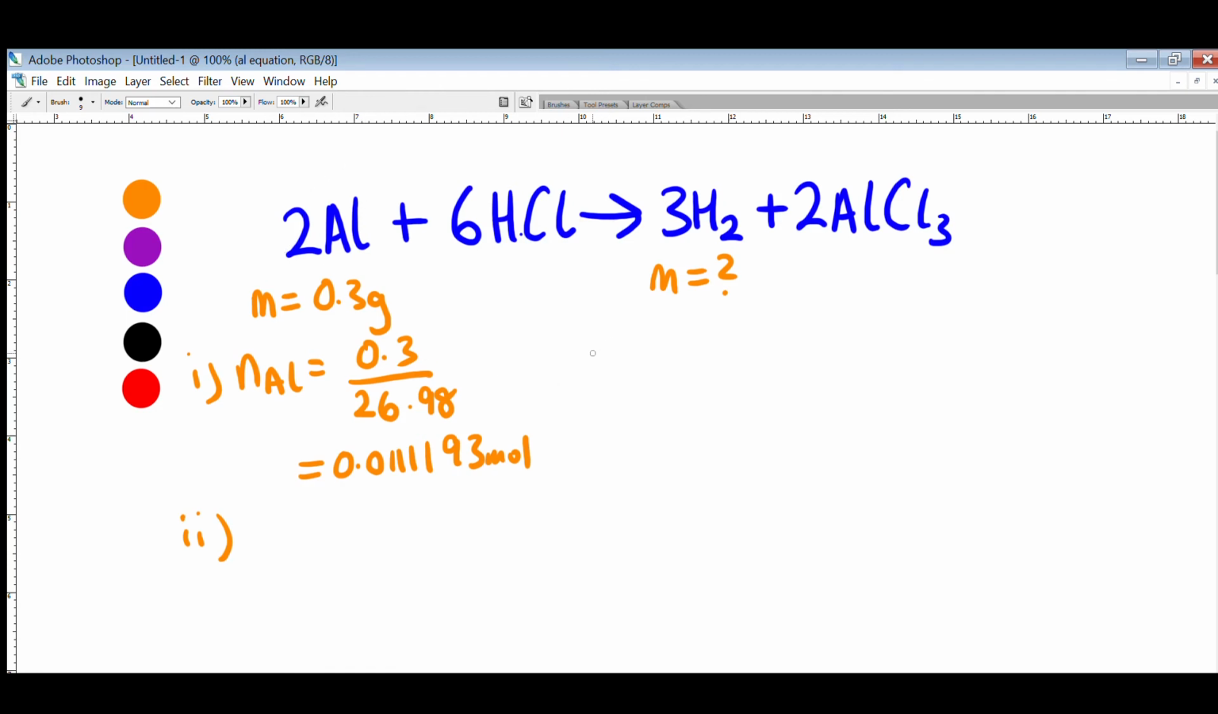Step 2. So step 2 is the challenging bit, because if you look here, the stoichiometric ratio is actually 2 to 3. So there's a couple of ways of figuring this out, and you just got to find the way that works for you.